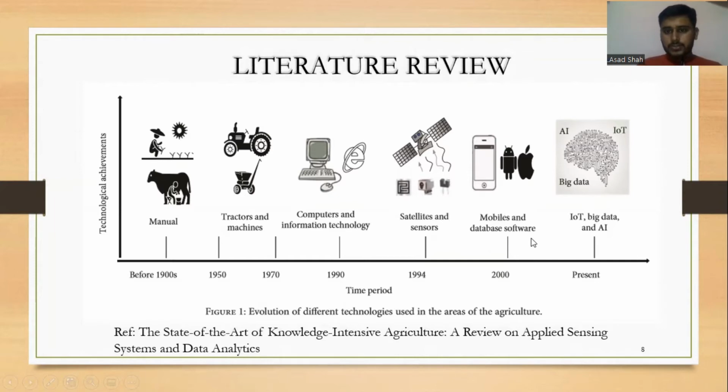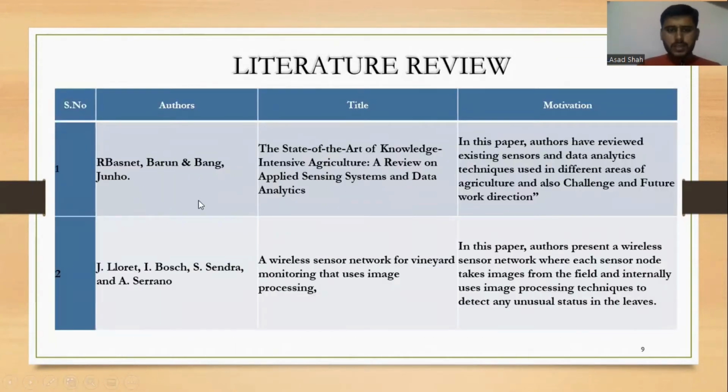And we also see that in 2000 there are mobiles, and we have Android and iOS. So the present era is the era of artificial intelligence, big data, and IoT. So we need to leverage these capabilities in the field of agriculture.